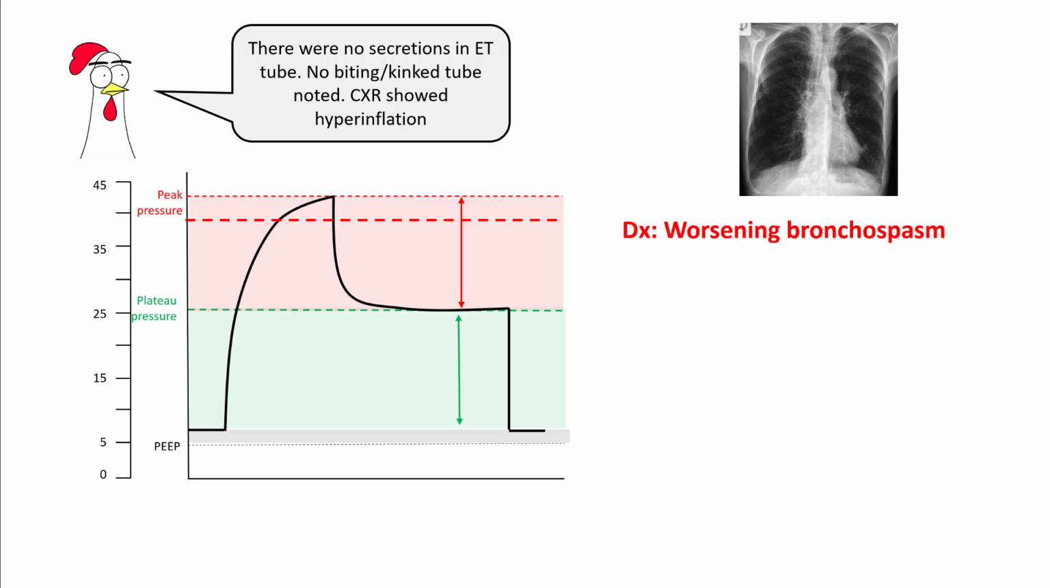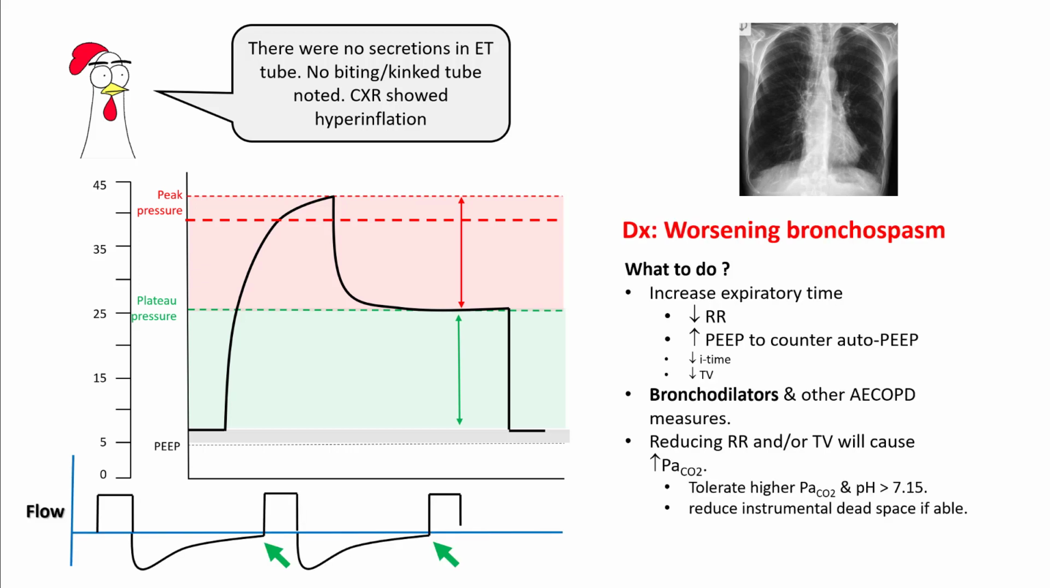So this is a worsening bronchospasm. You do the same thing you did with the autoPEEP. You give them a little bit more time to exhale. You increase the expiratory time by reducing respiratory rate, I-time, and tidal volume. You can increase PEEP to counter some of the autoPEEP. Treat your COPD exacerbation. Similarly, you can tolerate higher PaCO2 if pH is more than 7.15.